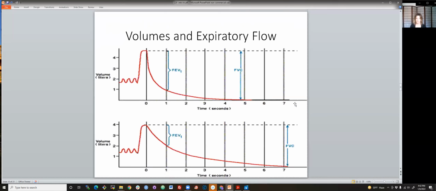Okay, so let's look at this again. And this is another diagram. I didn't draw this one. I drew the other ones, but I didn't draw this one.